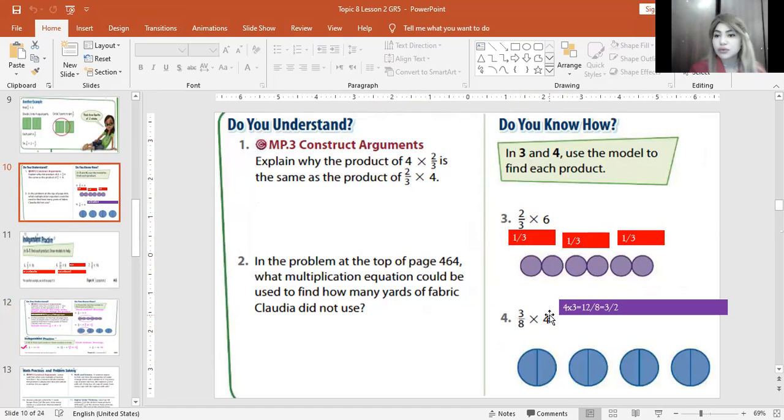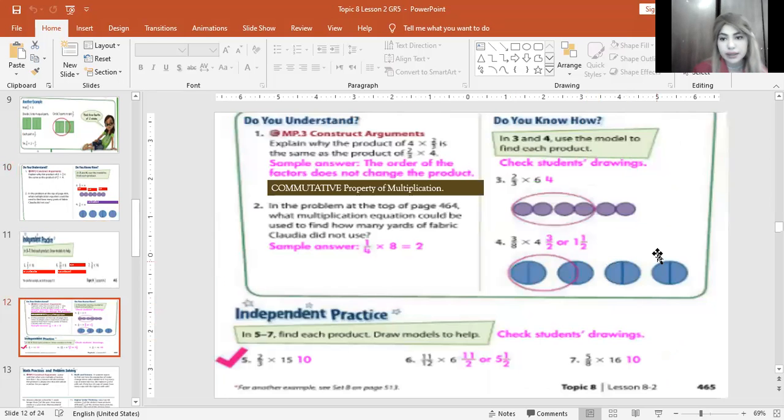Number 4. 3 out of 8 multiplied by 4 equals, I will multiply the whole number by the numerator divided by the denominator. So 4 multiplied 3 equals 12 divided by 8. I will simplify it by dividing 12 divided by 4 equals 3 and 8 divided by 4 equals 2. Okay, and here are the answers, of course, that we have solved in our sessions.